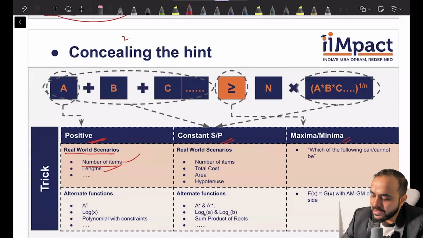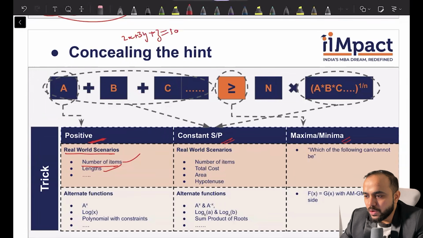For example, in the example 2x plus 3y plus z is equal to 10 that we just took, if I had said that x, y, and z are number of students in classes, then would I really have had to mention that x, y, and z are positive numbers? Yes, no, no, right? But it is a given fact that they are going to be positive numbers, right? So this is one of the ways they will try and hide the positive hint that we have.